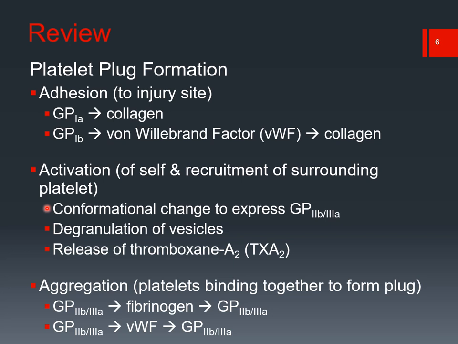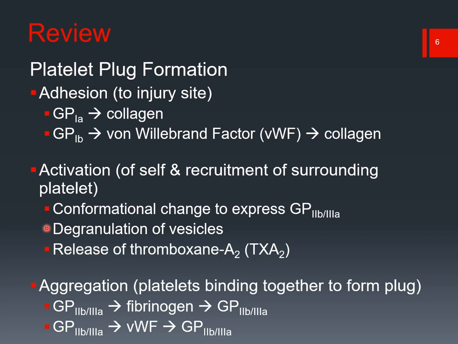We also get degranulation of the vesicles. These vesicles, which are stored within the resting platelet, contain a number of substances that are released upon that conformational change through activation. These vesicles contain ADP, which we know is a platelet activator. We also get release of thromboxane A2, which we'll see is also released at the same time as the vesicles, not just from the vesicles, but also from the platelet itself, which is a potent activator of neighboring platelets. We also get release of von Willebrand factor, which can promote adhesion, further adhesion, and aggregation, as well as other substances that could be used in the clotting cascade later on.